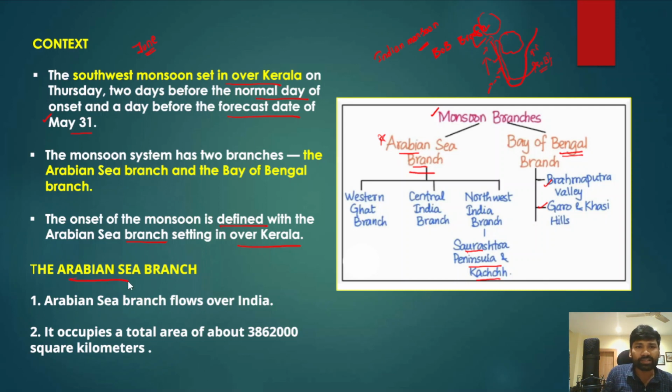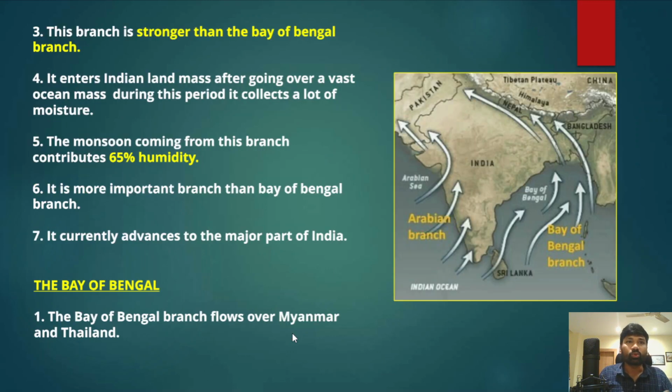Now, when we talk about this Arabian Sea branch in a very detailed manner, this is a branch which flows over India, and I've already told you which regions of India this branch covers: the Western Ghats region, central India, and at the same time the northwestern part of India also. In fact, this Arabian Sea branch is one of the largest branches when we compare it with the Bay of Bengal branch, and it occupies a total area of about 38,62,000 square kilometers over the Indian subcontinent, right? So this branch is much stronger. It is generally said that this particular branch is much stronger than the Bay of Bengal branch.